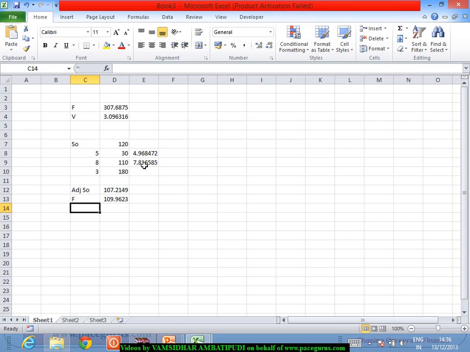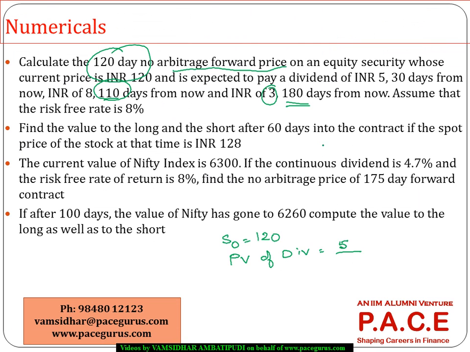So this is coming out that the forward contract price for this contract is 109.96. So the no arbitrage forward contract price in this case has to be 109.96, and remember that this is lesser than the current spot price also, especially if the dividends are more. We can even look at this scenario of the forward price being lesser than the spot price also. So this is going to be my no arbitrage forward price on this equity security.